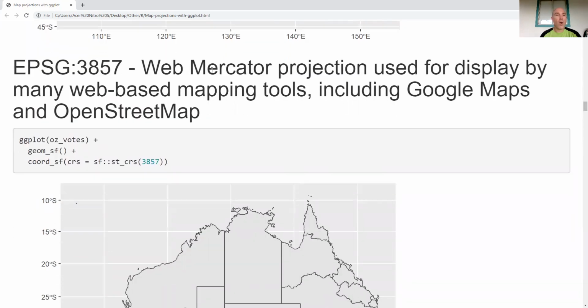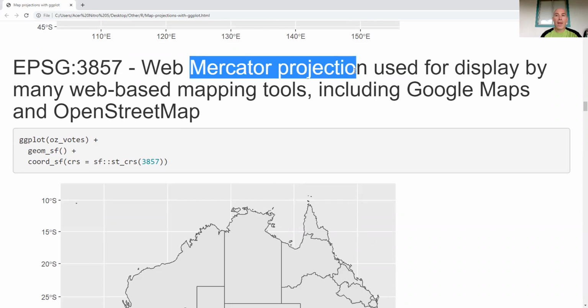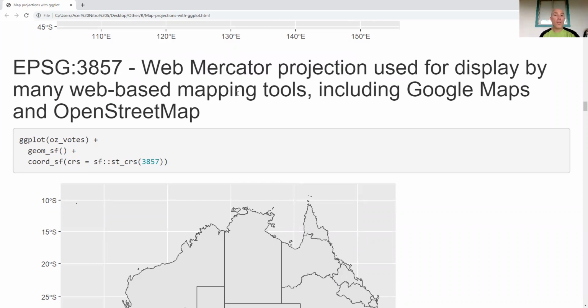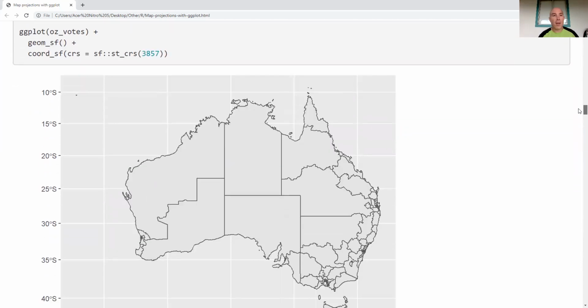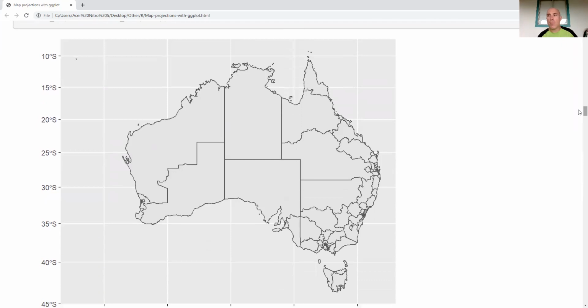Now here, if I go with 3857, that is the Mercator projection. And this is used by Google Maps and OpenStreetMap. So it's good to know this as I work through, so if we start using the Google features in R or in any project really, it's good to know how we are getting our coordinate reference system going. And so once again, I get a map.